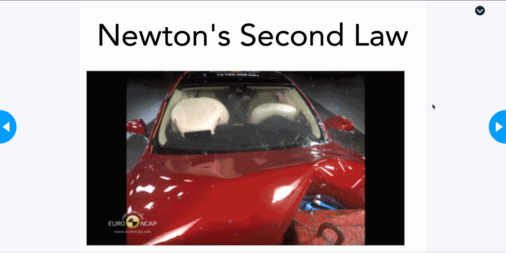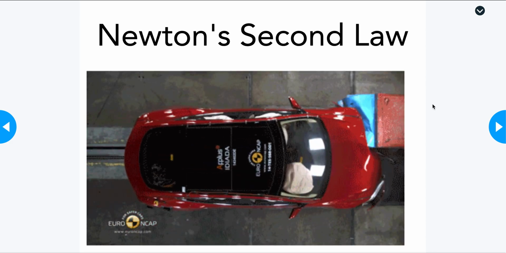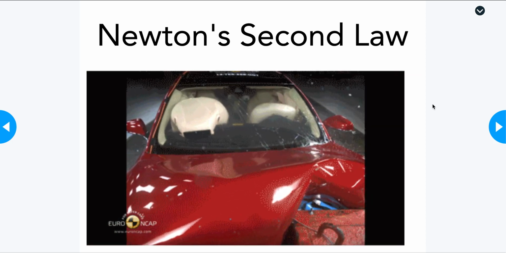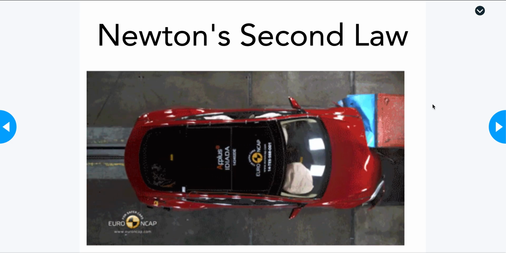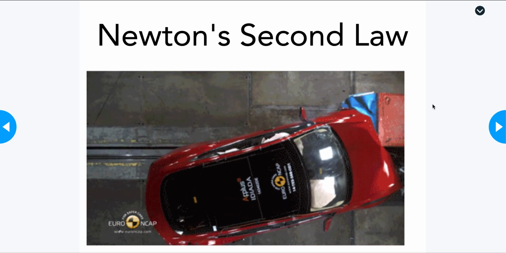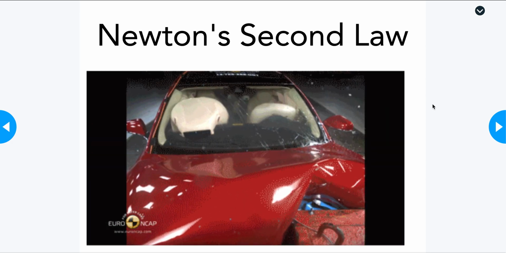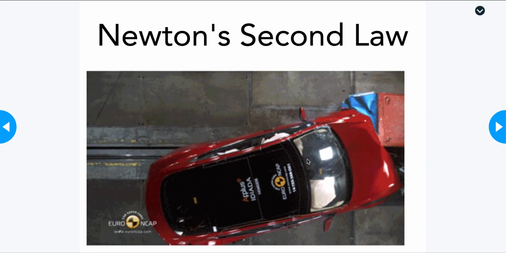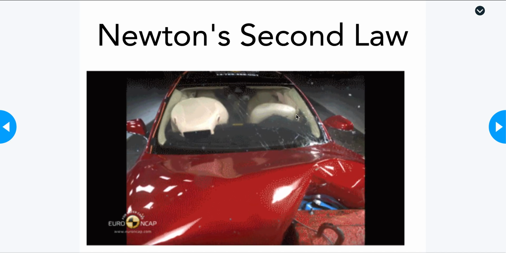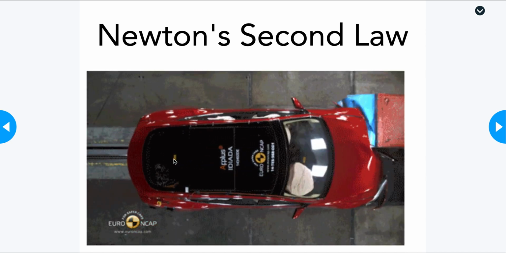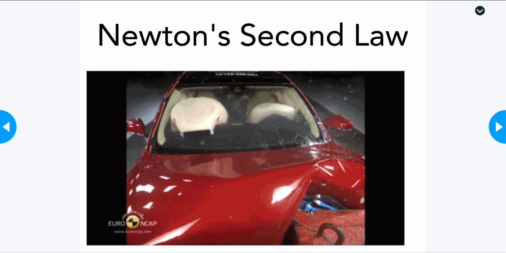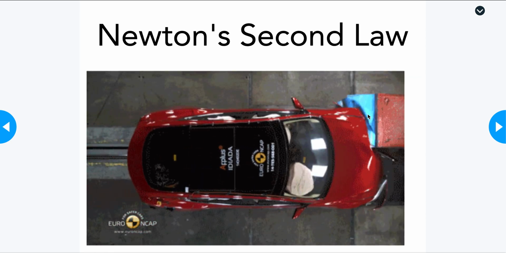Howdy, folks. Today we are going to be discussing Newton's second law of motion. And what you're seeing here is an example of Newton's second law of motion in action. What's going to be important in Newton's second law with what we're looking at here is the fact that we have this car and it is moving, and then all of a sudden it comes to a stop as it runs into this object.